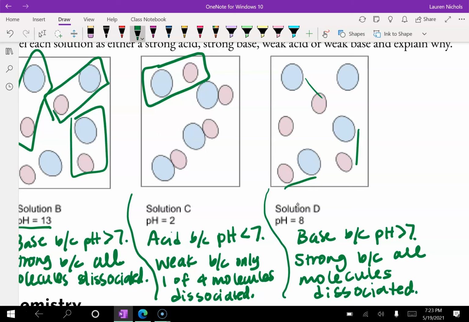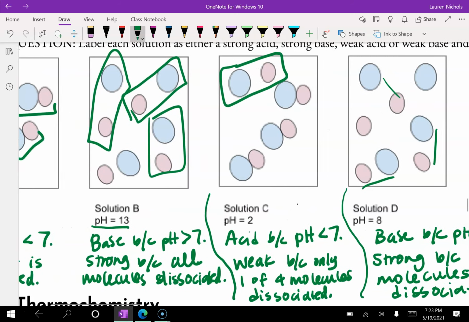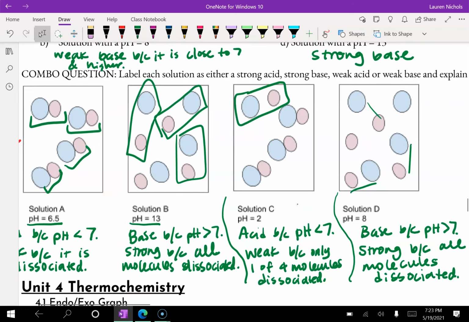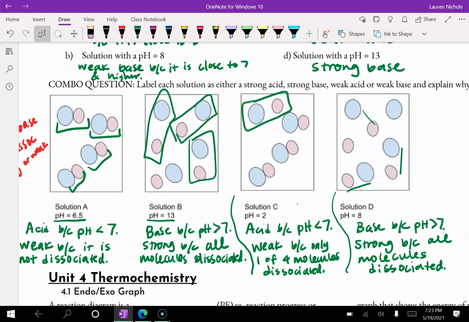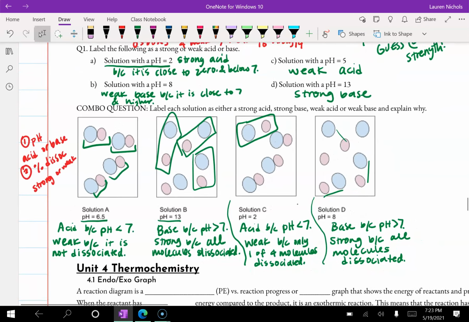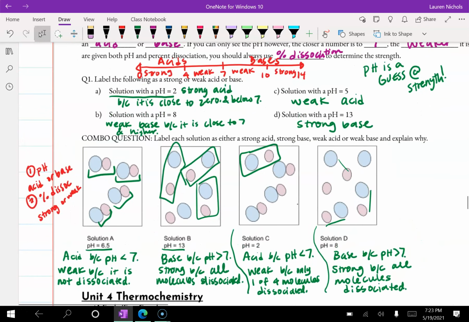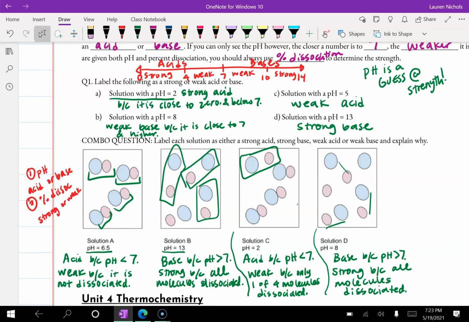If you have a question on your final exam that gives you the dissociation and the pH, you need to use both of them in your explanation or you will not get full credit. So you want to make sure to review those. So in the next video, we'll start on Unit 4, but hopefully this helps clear up some questions you might have had about acids and bases.